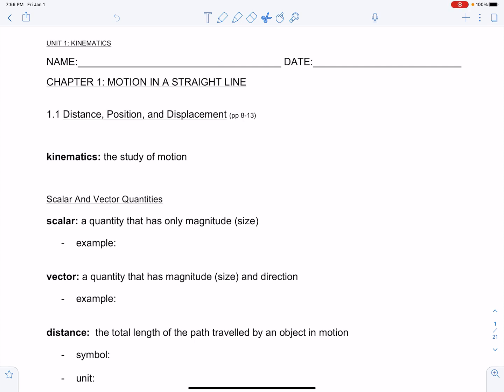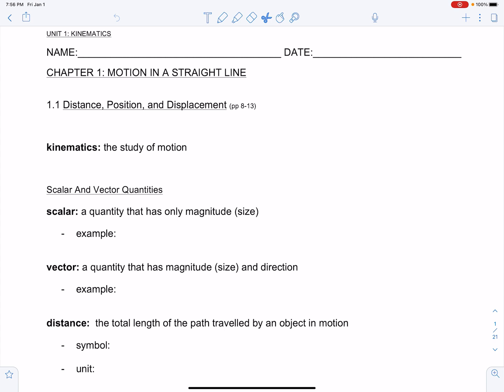We're starting with Unit 1, Kinematics. Kinematics is defined as the study of motion. It comes from the Greek word kinema. In this unit, we will be studying moving objects. We won't be concerned with why the objects are moving. That discussion will happen in Unit 2 when we study dynamics.